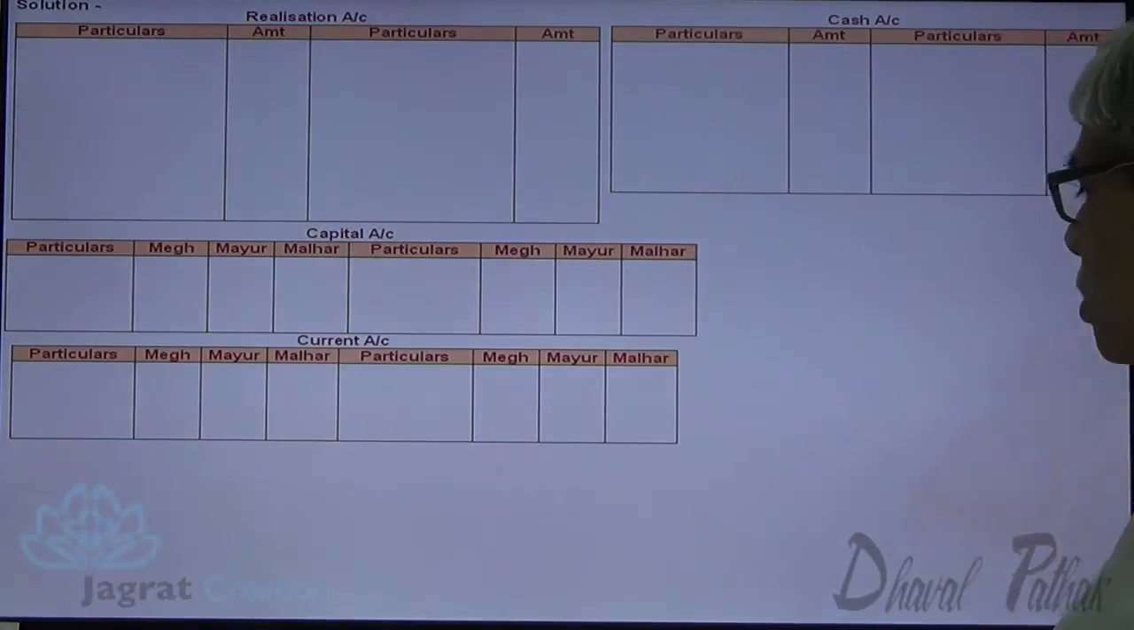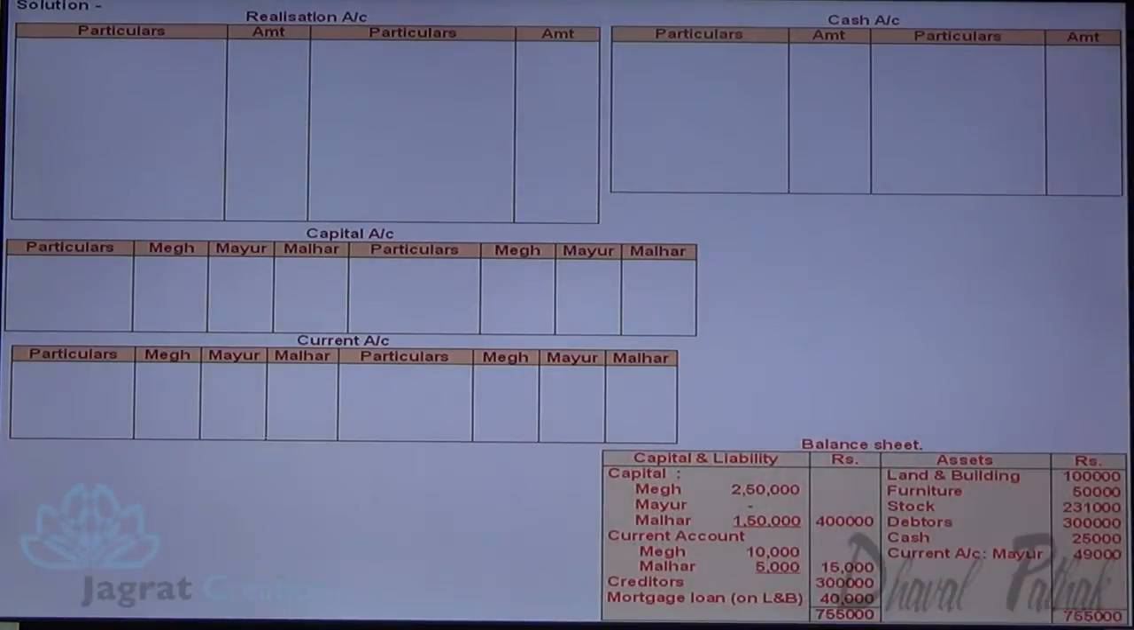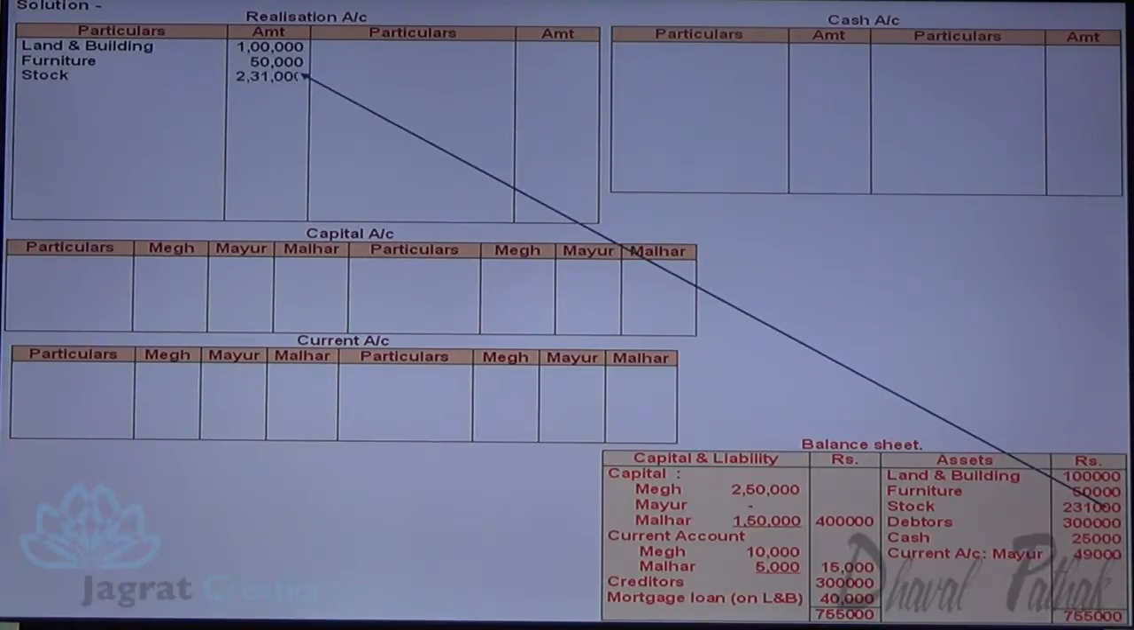Let me start first of all with the balance sheet. Look at the balance sheet. Land and building 1 lakh debited to realization account. Furniture 50,000 debited to realization account. Stock 2,31,000 debited to realization account.